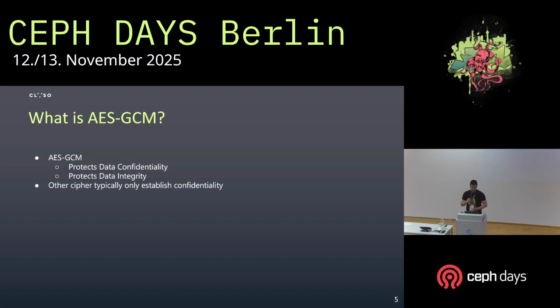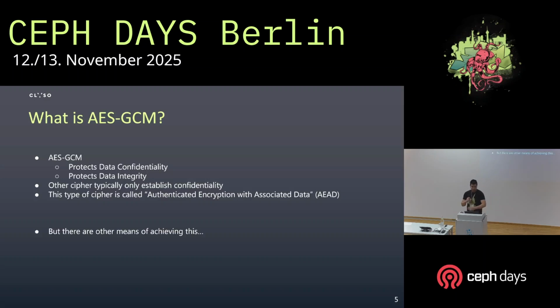And this is pretty cool, because typically ciphers only really establish confidentiality. They sometimes implement means to establish cryptographic integrity by heuristics. So they kind of help there, but there's not really a deterministic behavior. These types of ciphers are called AEAD ciphers, Authenticated Encryption with Associated Data. You may know this from TLS 1.3, where they are mandatory nowadays. But there are obviously other ways of establishing cryptographic confidentiality and integrity.